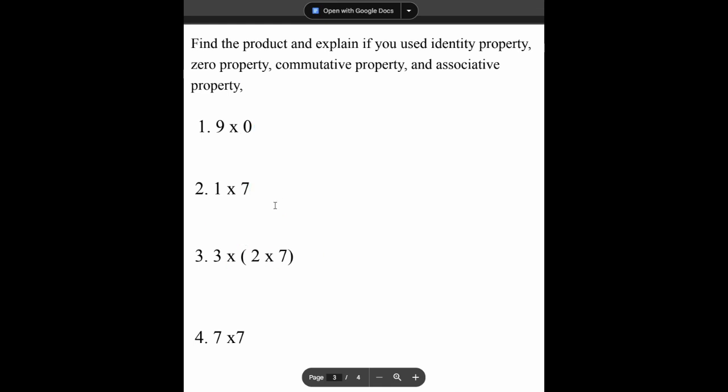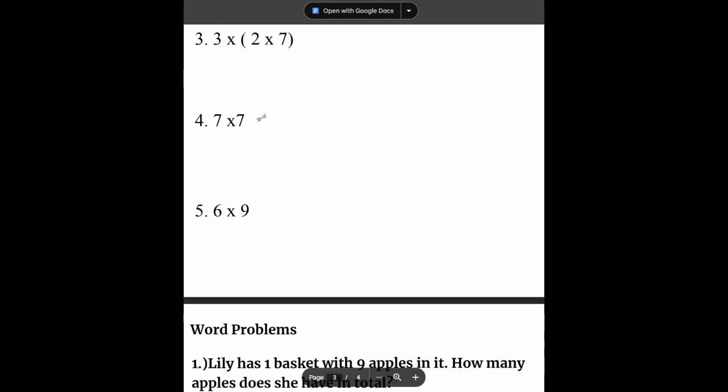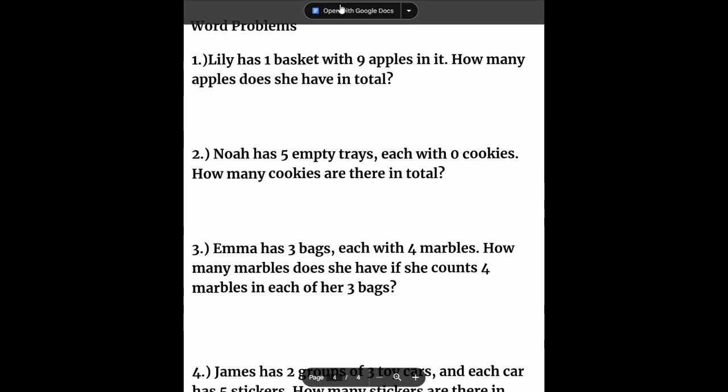And then moving on to the next question, 7 times 7 is equal to 49. For this, we use the commutative property, because if you change the order of this, it's still 7 times 7, and it doesn't really matter. It's basically the same thing as associative, but associative is grouping, and commutative is just changing the order that the numbers go in. And then 6 times 9 is equal to 54. This could also be commutative property because you can just change the order of the numbers. So like 9 times 6, 6 times 9, whatever's easier for you. It doesn't really matter.